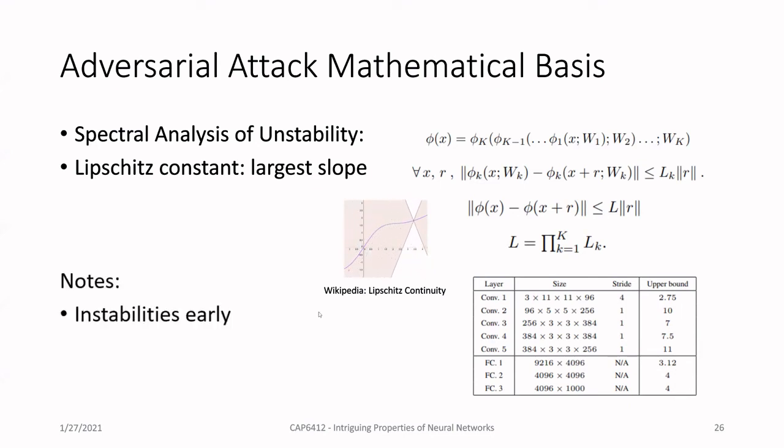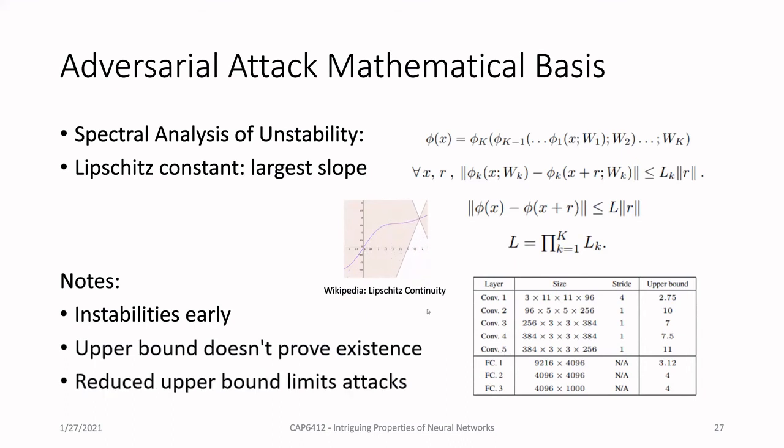So the takeaway here is that we see these instabilities very early in this network. In the first layer itself, we see an upper bound of 2.75. The second takeaway is that this upper bound doesn't really prove the existence of adversarial examples. It just proves that there are instabilities in this network. But what we can do here is try to reduce this upper bound, which in turn reduces the instabilities in the network, and then we can try to limit these attacks on the network.